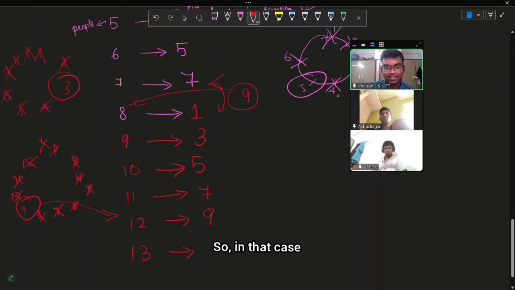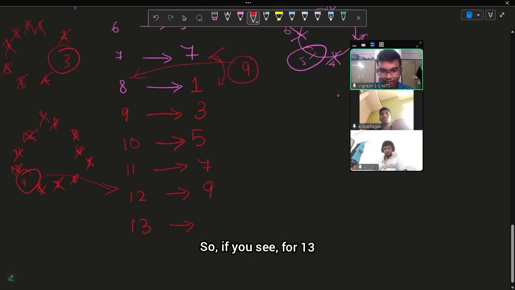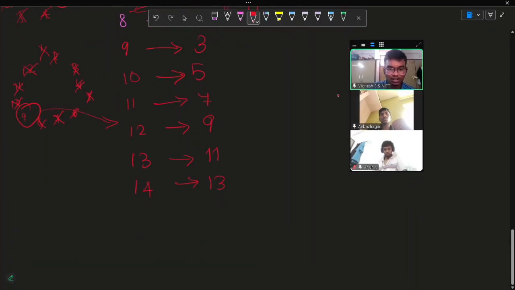So in that case, we don't have a problem. You can sit in the ninth position when we have 12 soldiers. So the odd series will continue going on. For 13 it will come as 11. For 14 it will come as 13. For 15 it can come as 15, not an issue.